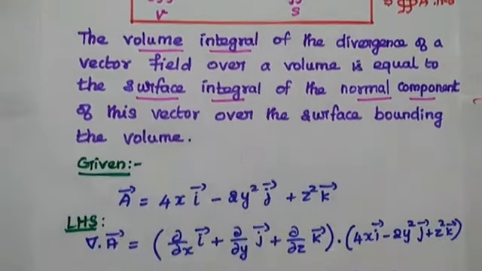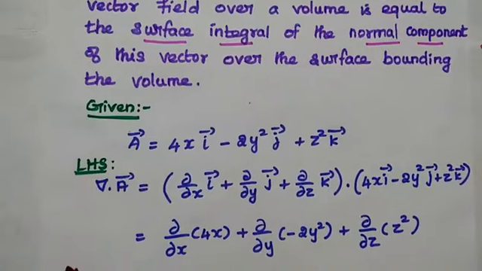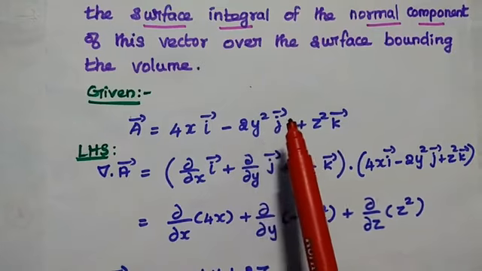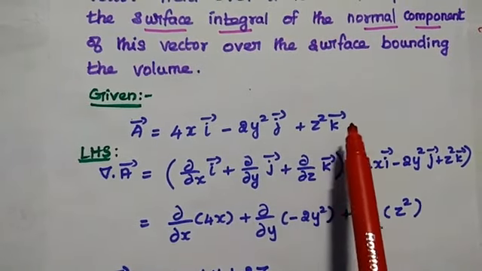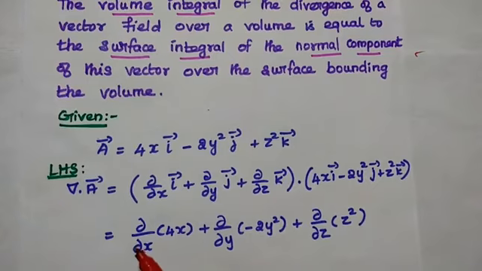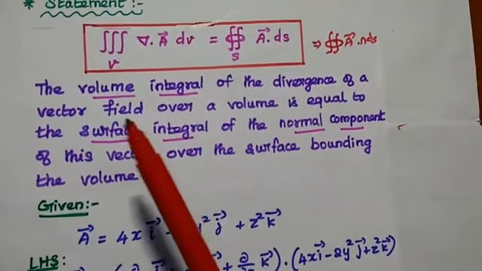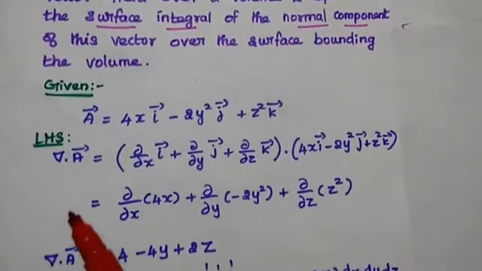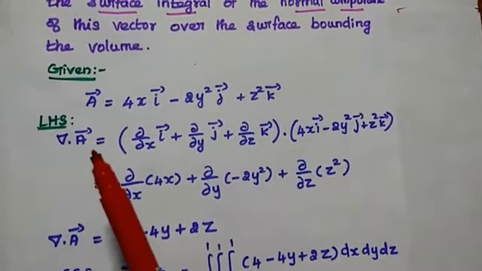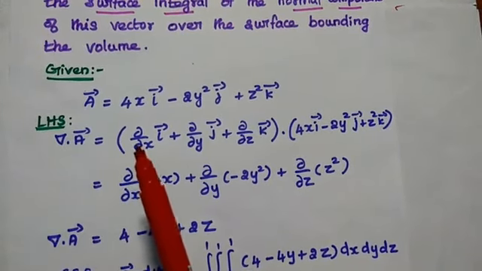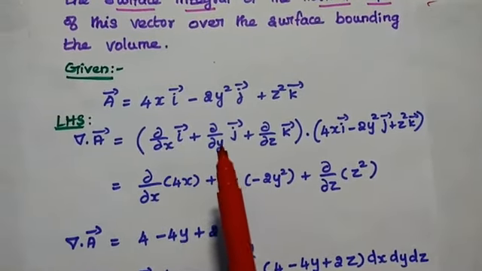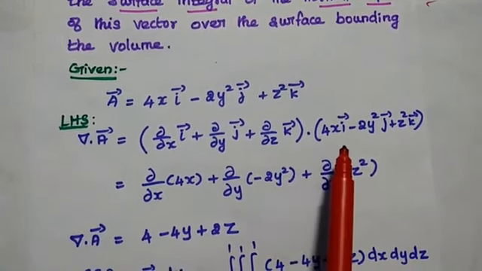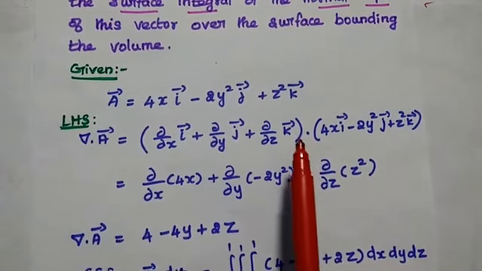So next we are going to verify the divergence theorem for the given vector A is equal to 4x i vector minus 2y squared j vector plus z squared k vector. First, we are going to take the left hand side of this divergence theorem, that is the volume integral of the divergence of the given vector. So here, the divergence of the given vector, del dot A, where del can be represented as dou by dou x i vector plus dou by dou y j vector plus dou by dou z k vector, dot that A vector. So here we are going to perform the dot product.